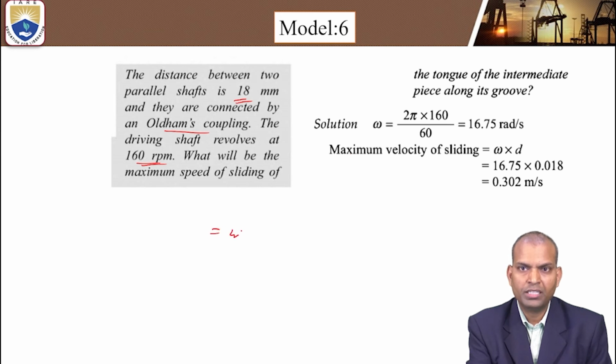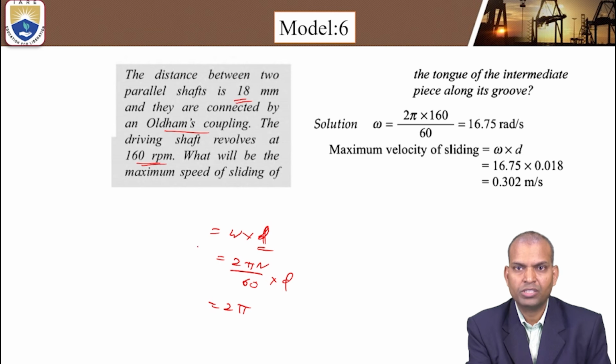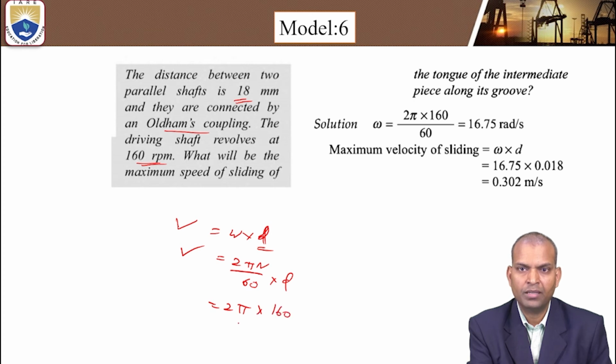So there is a formula that is called omega times d. This d is the distance between parallel shafts, that is 18 millimeters. What is this omega? Omega equals 2 pi n by 60. And the linear sliding velocity, v, equals 2 pi n by 60 times d. What is n here? 160 by 60 times.